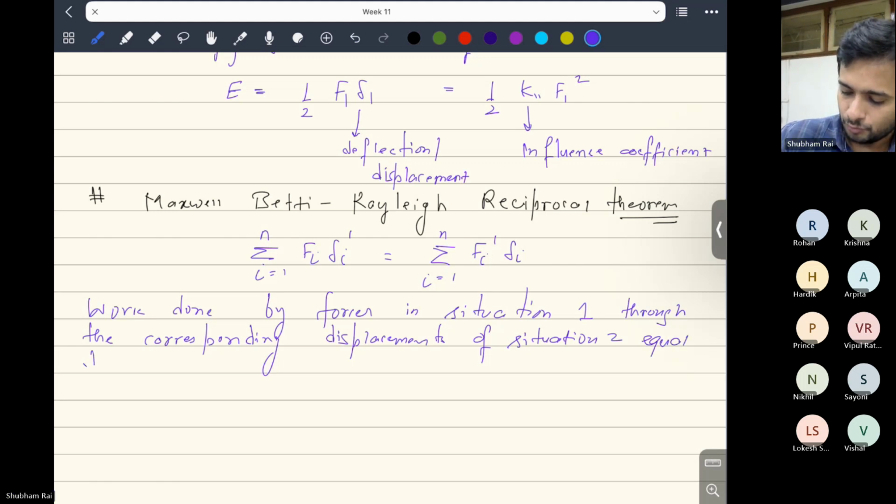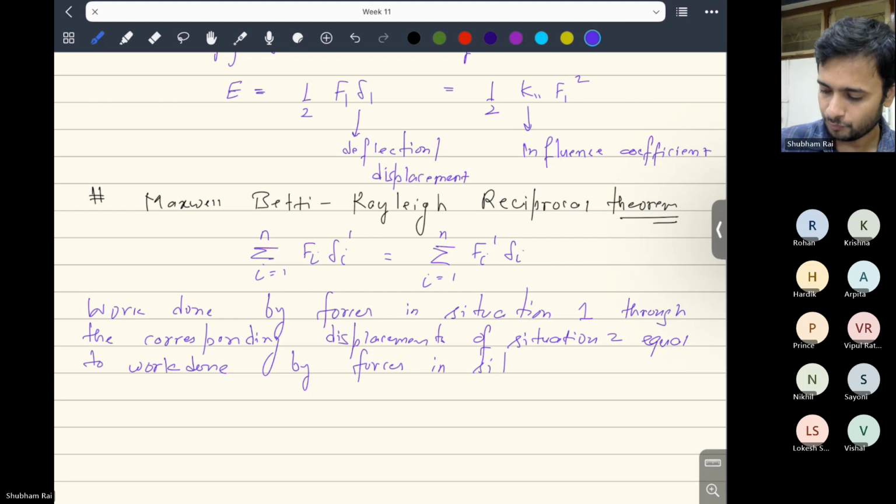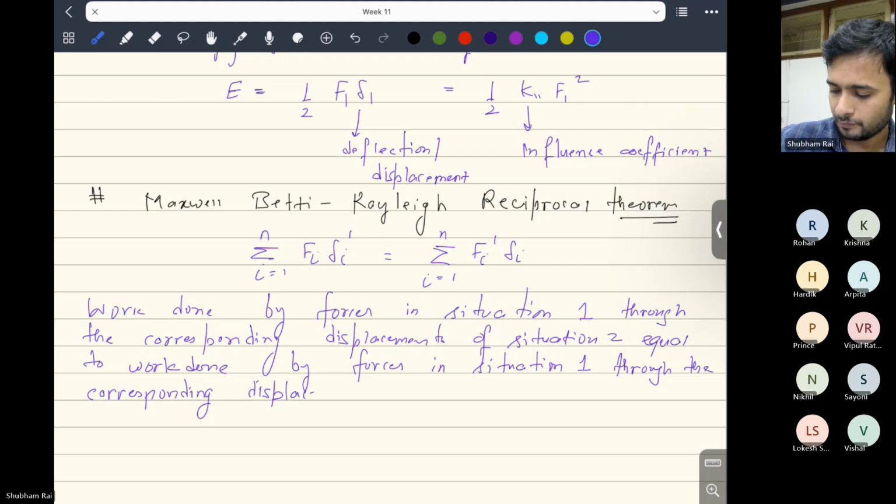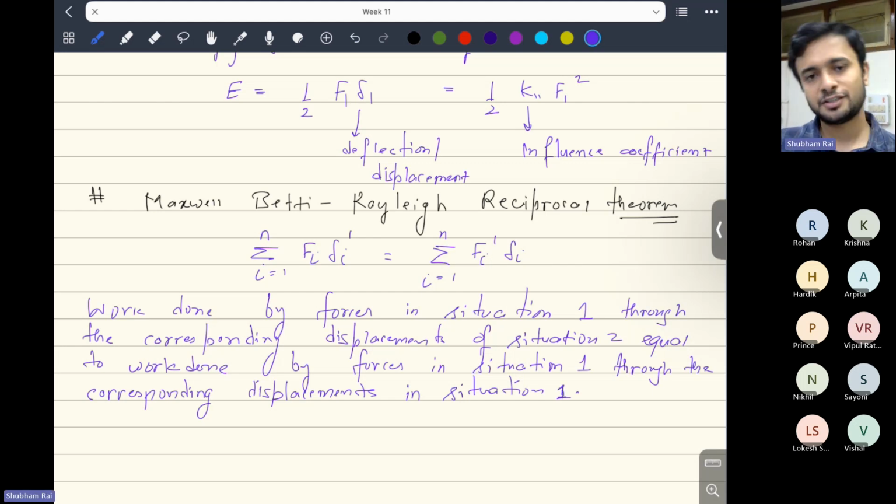will be equal to the work done by forces in situation 2 through the corresponding displacements in situation 1. It's very easy to prove this. You can go back to the lectures. The proof is very easy.